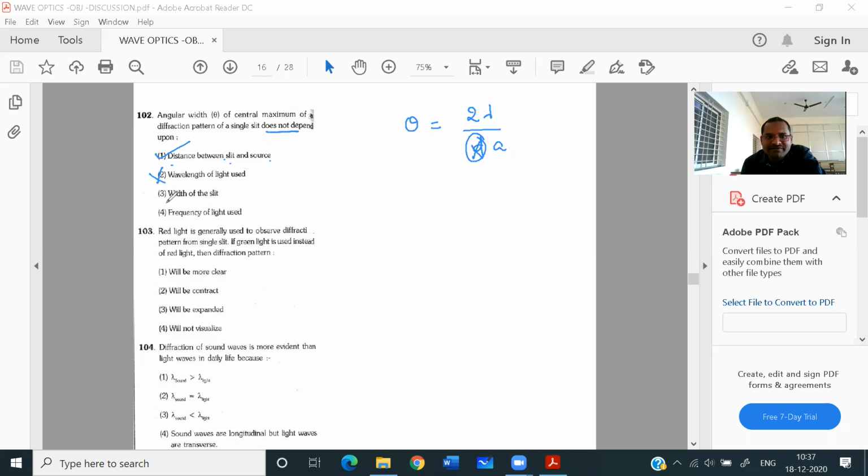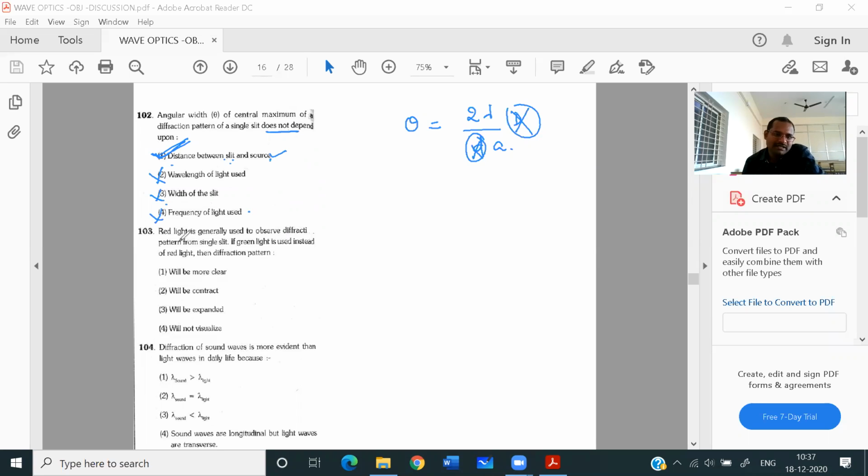So it is a wrong answer. Width of the slit, it depends. So wrong answer. Frequency of light, it depends. Wavelength is there, which means frequency also matters. So it does not depend upon the distance between the slit and screen, because there is no capital D here. Capital D is not there. So it does not depend upon the distance between the slit and screen.